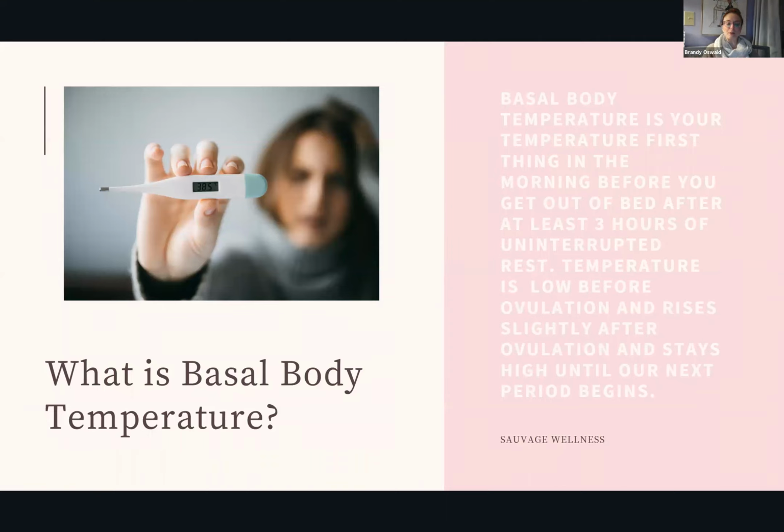Okay, we're to basal body temperature. So before I move on, questions about cervical fluid? No questions? I know a lot of you here are already tracking cervical fluid. I have a question. Hit me.